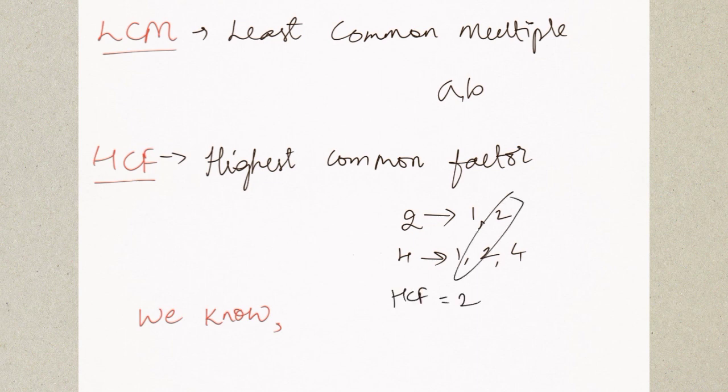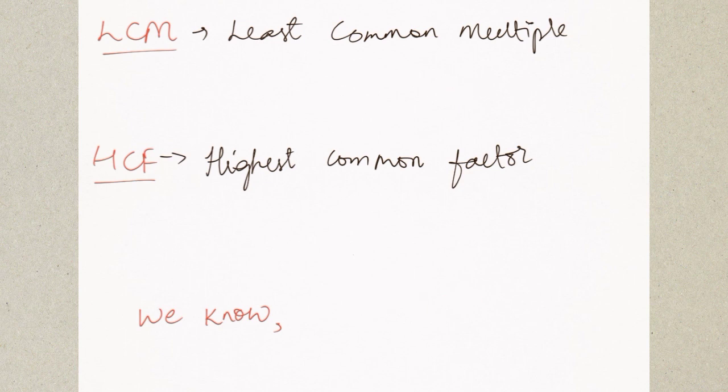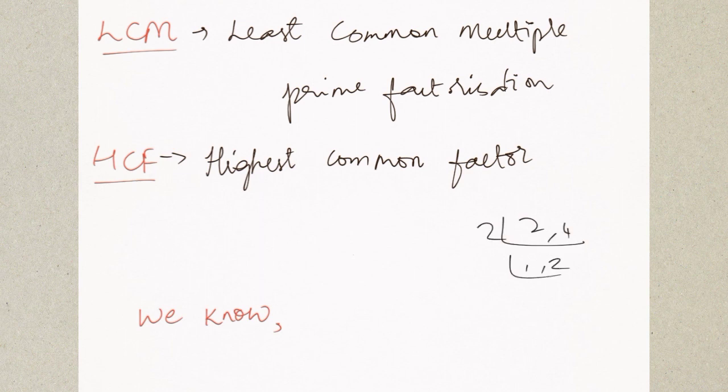I hope you got the idea of what LCM and HCF actually are. I'm not talking about the ways to find them yet. Generally, for LCM you will use the prime factorization method. That is the method generally used by every one of us for finding the LCM. For HCF we can do it in multiple ways. The first method is again the prime factorization method.